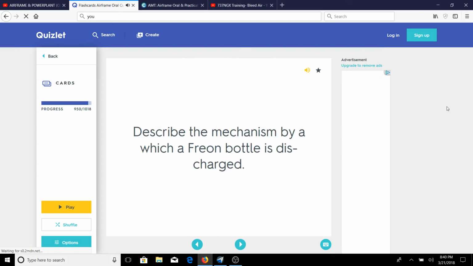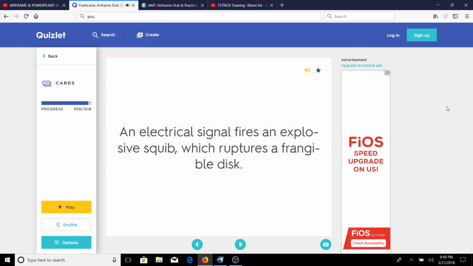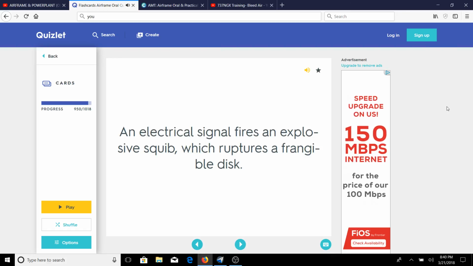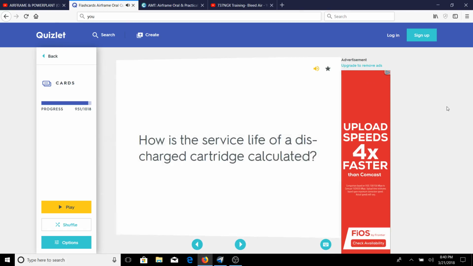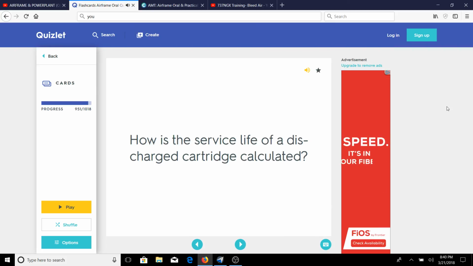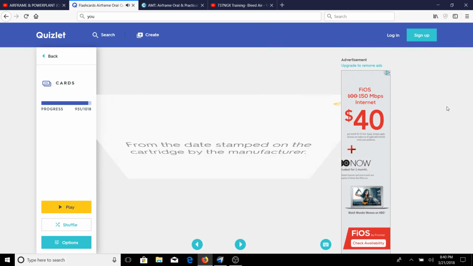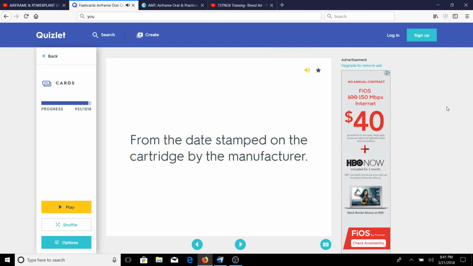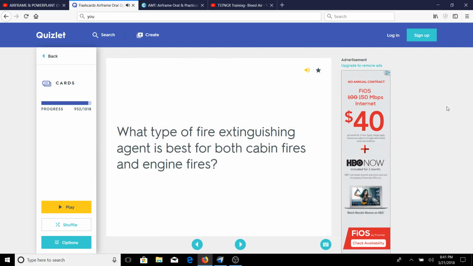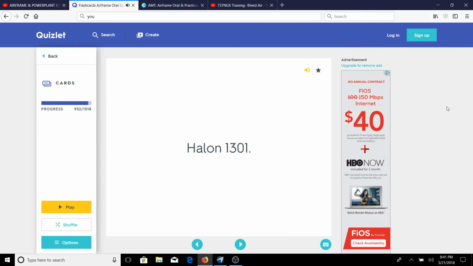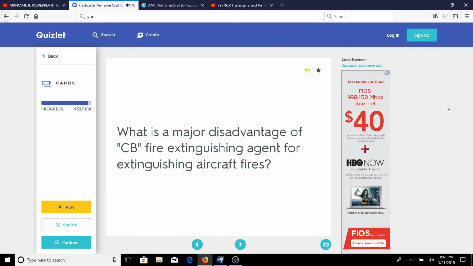Describe the mechanism by which a Freon bottle is discharged. An electrical signal fires an explosive squib which ruptures a frangible disc. How is the service life of a discharge cartridge calculated? From the date stamped on the cartridge by the manufacturer. What type of fire extinguishing agent is best for both cabin fires and engine fires? Halon 1301.